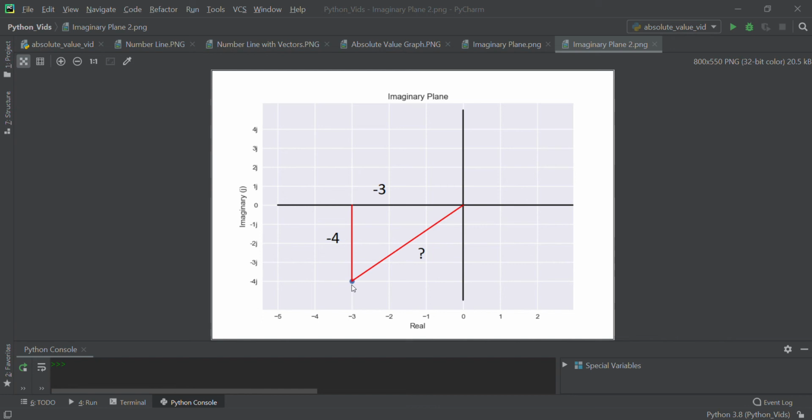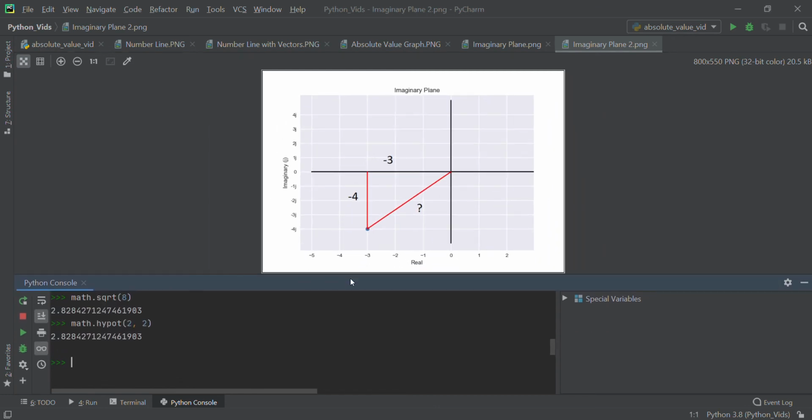Okay, and you'll see once again, what are we asking when we ask for the absolute value of this complex number? We're asking how far away it is from 0, and in this case, how far away from 0 is going to be this red line segment right here, the hypotenuse of our right triangle that has sides of -3 and -4.